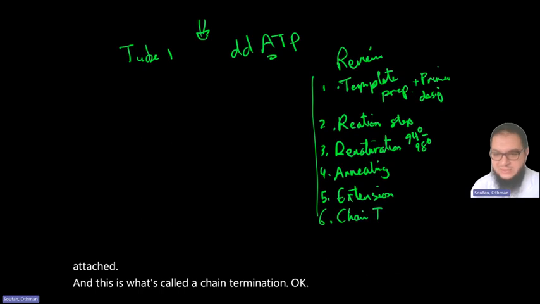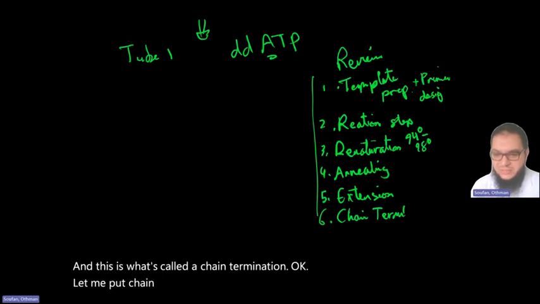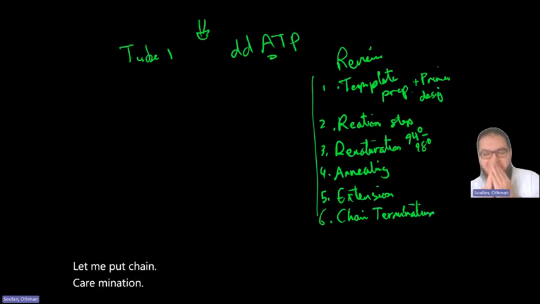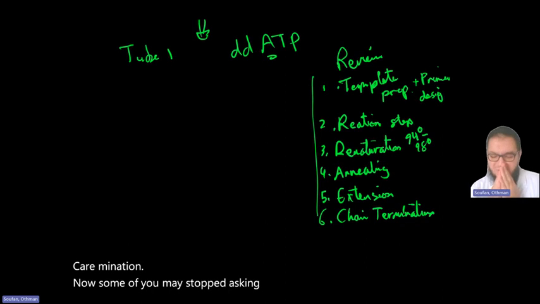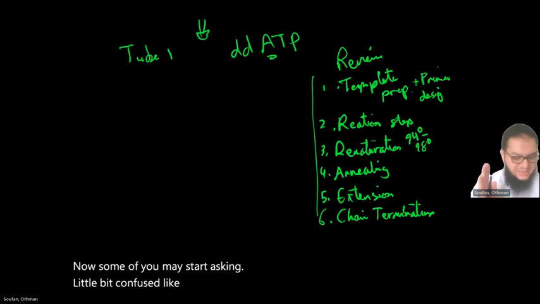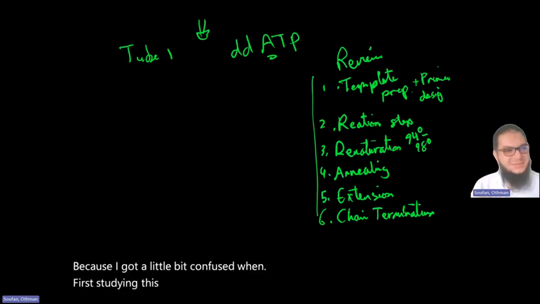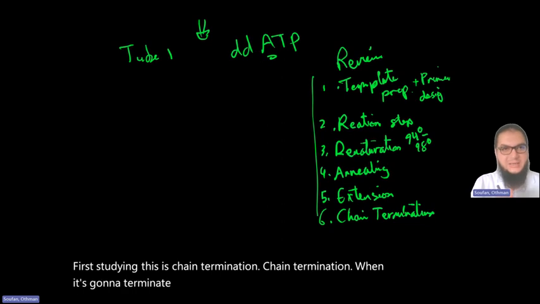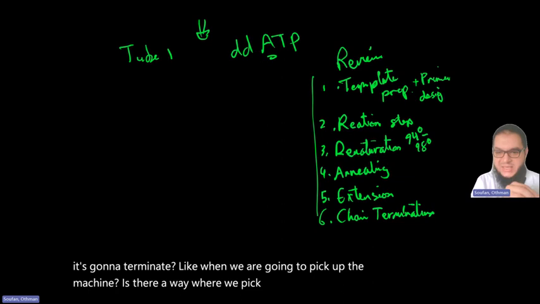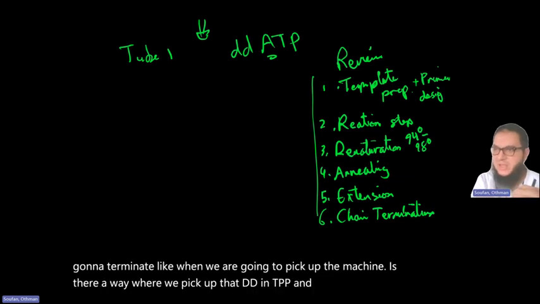Yeah, let me put chain termination. Now, some of you may start asking, oh, we're a little bit confused, because I got a little bit confused when first studying this, is chain termination. Chain termination, when is it going to terminate? Like when we're going to pick up the machine, is there a way where we pick up that ddNTP and then say terminate now?